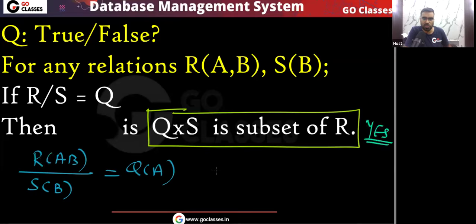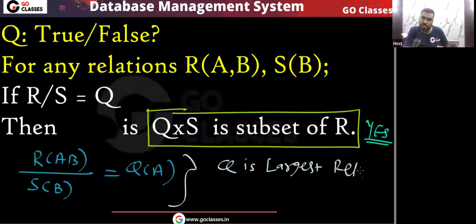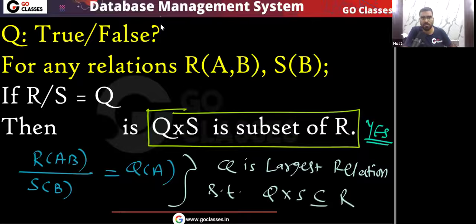You already know that if this happens, then actually Q is the largest relation such that Q cross S is a subset of R. So very simple. So this will happen.